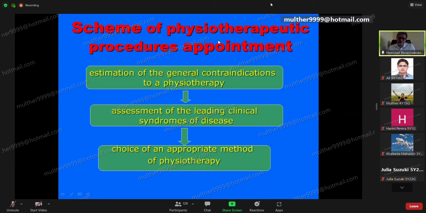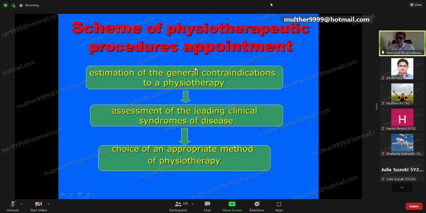On this slide, you can see the simple scheme of physiotherapeutic procedures appointment, which can explain for you a simple algorithm of actions before a correct choice and application of a physiotherapeutical method.